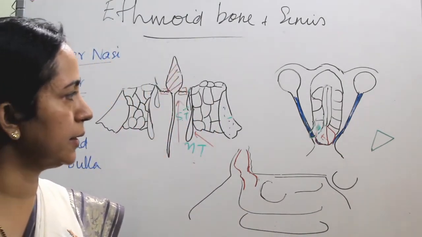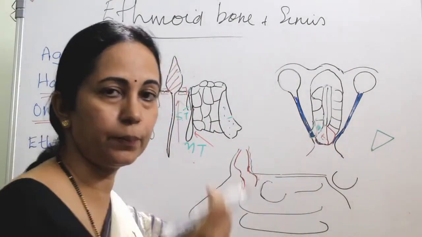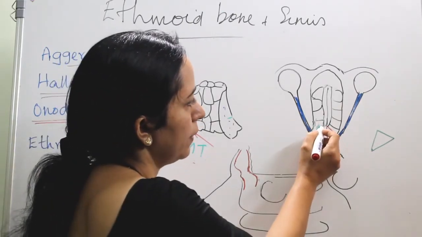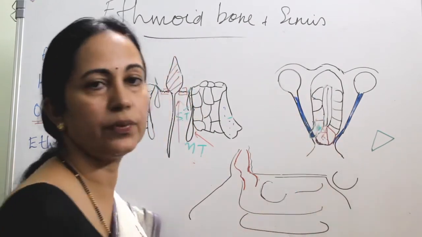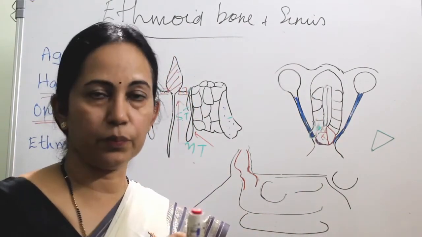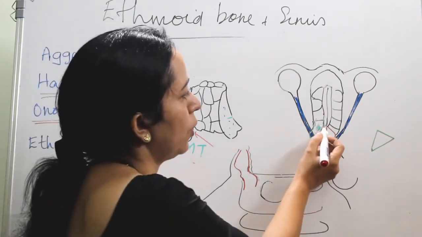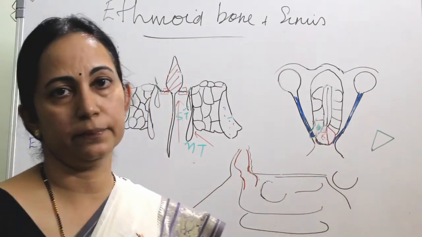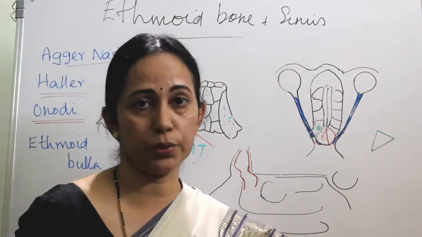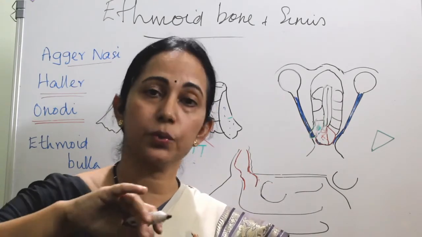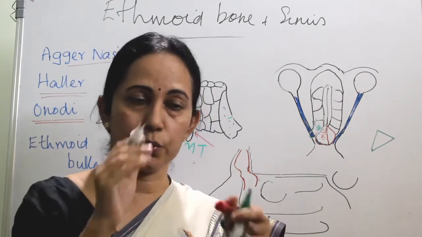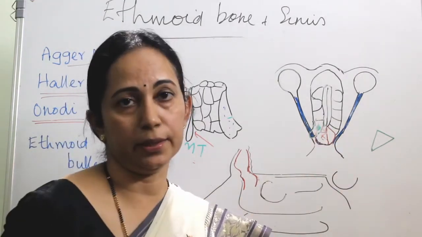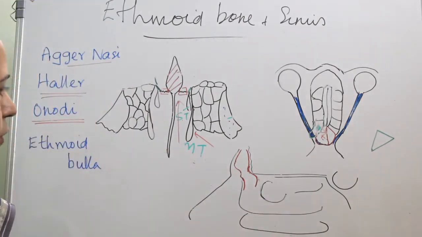Another thing is that when you puncture, when you are approaching the sphenoid sinus through the posterior ethmoid, always go as far medially and inferiorly as possible. Your forceps or instrument tip should always be medially and inferiorly. Never go posteriorly or laterally. There can be a chance of injury if you go posterolaterally, or you can also injure the orbit. So the tip of the instrument should always be medially and inferiorly. Okay, so that is about the Onodi cell.